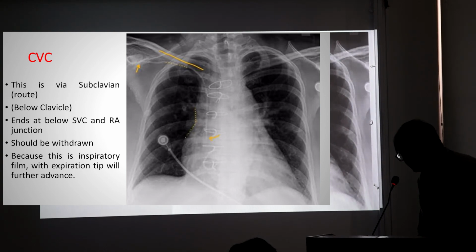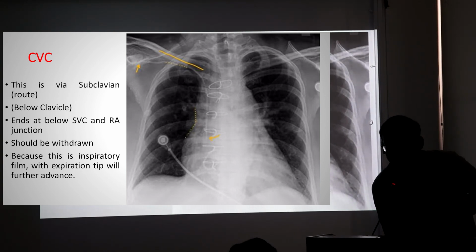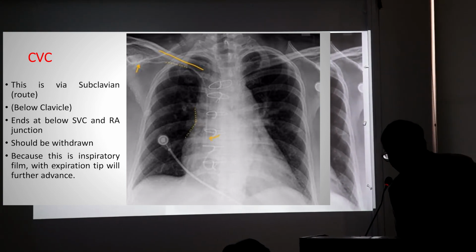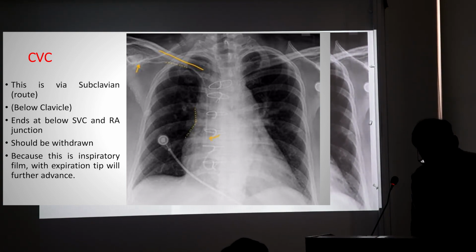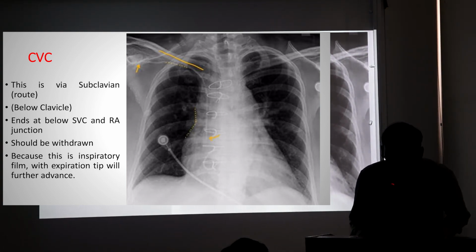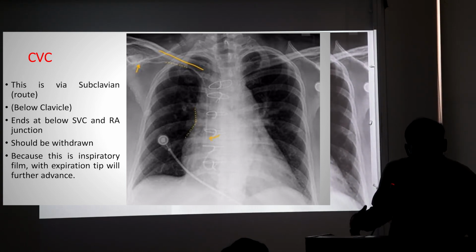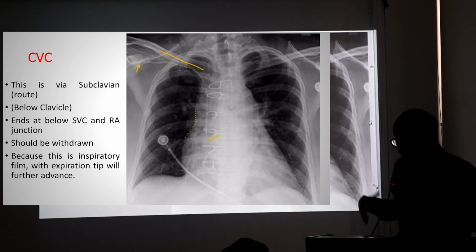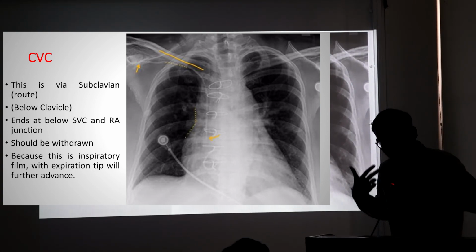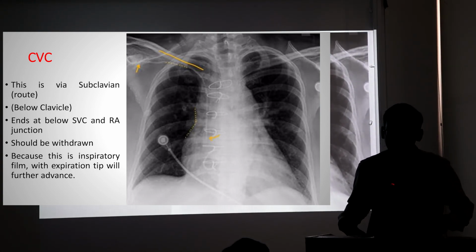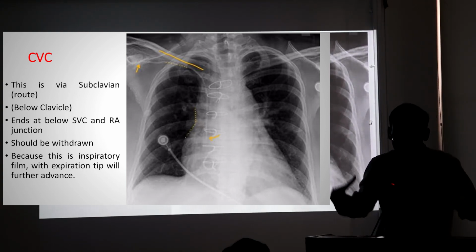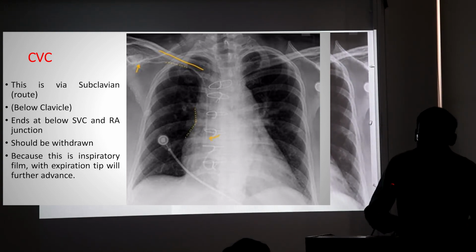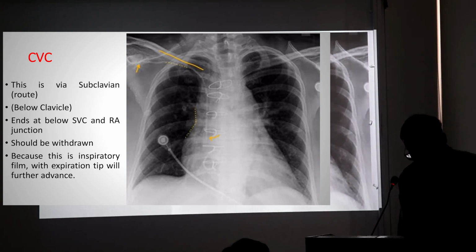So is it at the right position? What would you like to do? Is this at the right position? No. So you would like to withdraw a bit because it's more inside the right atrium. Why would you like to withdraw? Because this is an inspiratory film. This is a good film because we are able to see a lot of lung field. When we are taking a deep inspiration, the catheter goes a bit up, and when you're expiring, the catheter will go further inside, so it will cause more damage to the myocardium. So we have to be very careful.